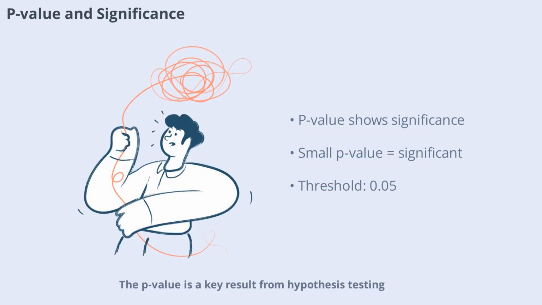The p-value is a key result from hypothesis testing. It tells you the probability of observing your data if the null hypothesis is true. A small p-value, typically less than 0.05, indicates that the relationship between the variables is statistically significant. Interpreting the p-value correctly is essential for making sound conclusions from your regression analysis.